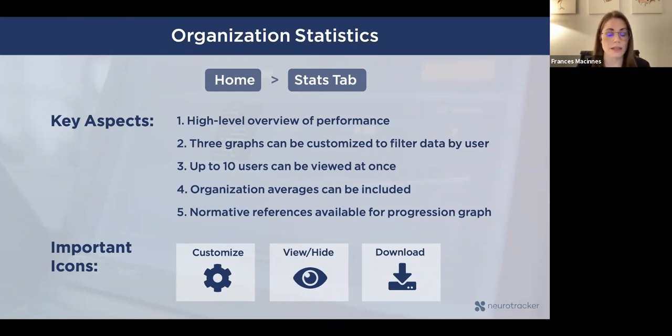Now, these graphs can be customized so that you can filter the data by the users and the type of information that you're looking to see. Up to 10 users can be viewed at one time, and organization averages can be included as well. For the progression curve, which is the one we're going to spend a little bit more time on, normative references are also available for this graph.